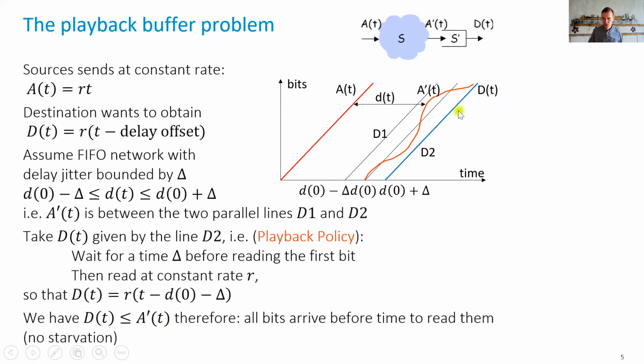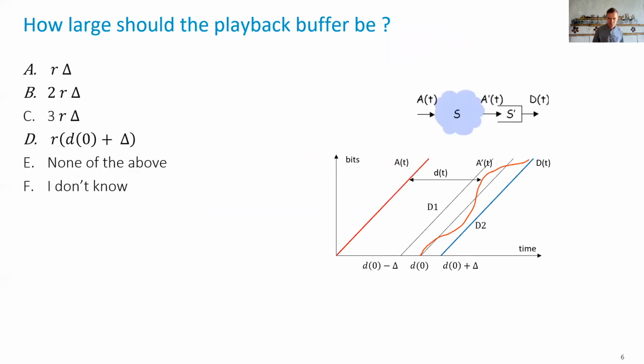Whenever I have something to read, I can take it from the buffer. I will not have an empty buffer, in which case the blue line would be broken here. So this simple analysis gives us a first hint. How much should you wait before reading out your playback buffer? Well, you should wait for some quantity delta that is an upper bound on the delay jitter in the network here. So we have sorted out the size of the delay offset of the buffer.